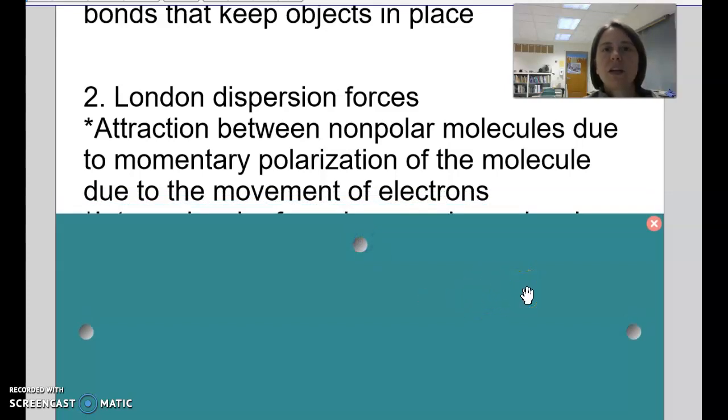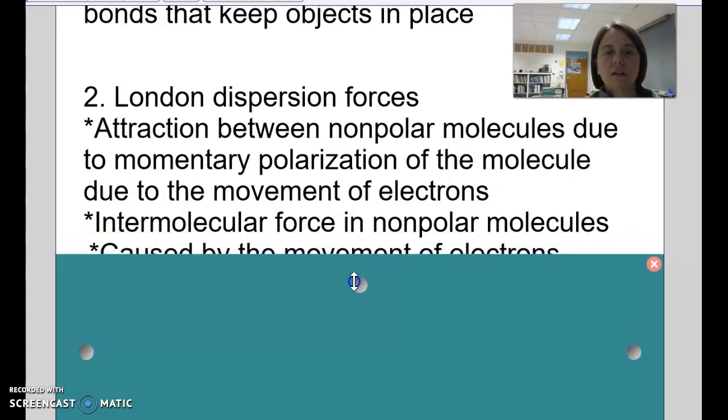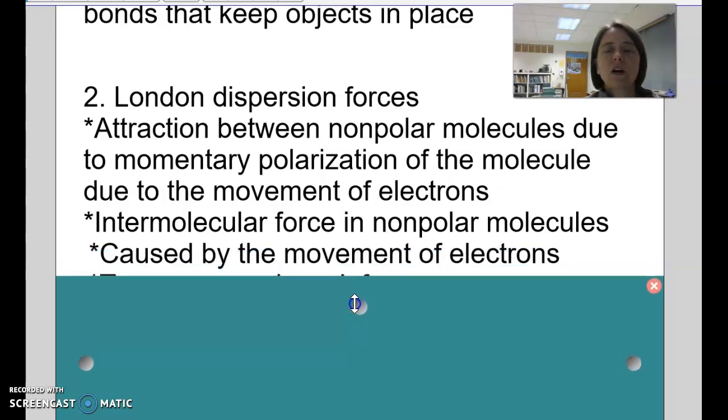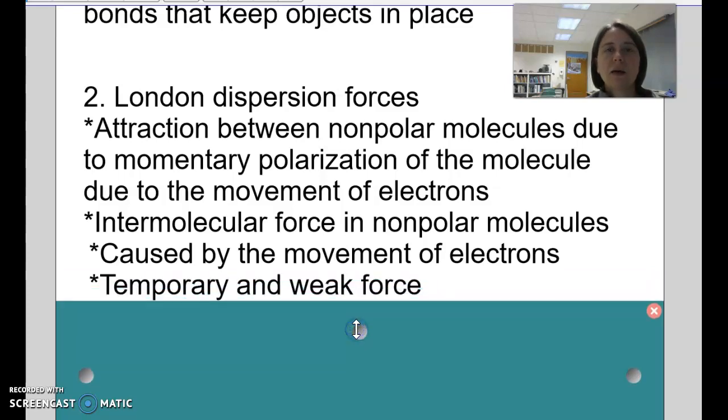The attraction between nonpolar molecules due to the momentary polarization of the molecule due to the movement of electrons. Okay, so let's break that down just a little bit. It is an intermolecular force in nonpolar molecules. It is caused by the movement of electrons. It is a temporary and a weak force.